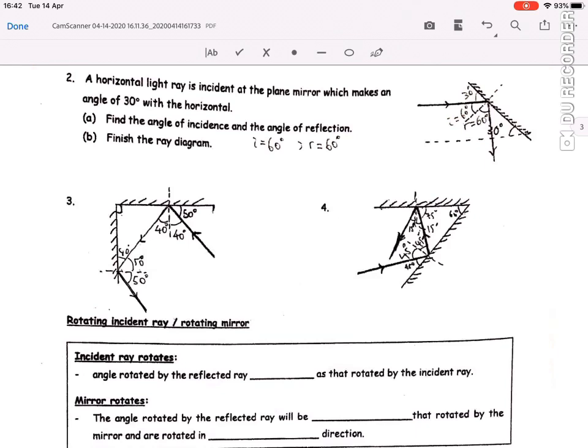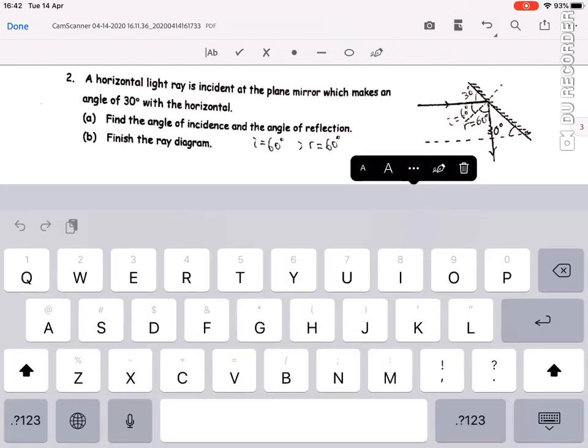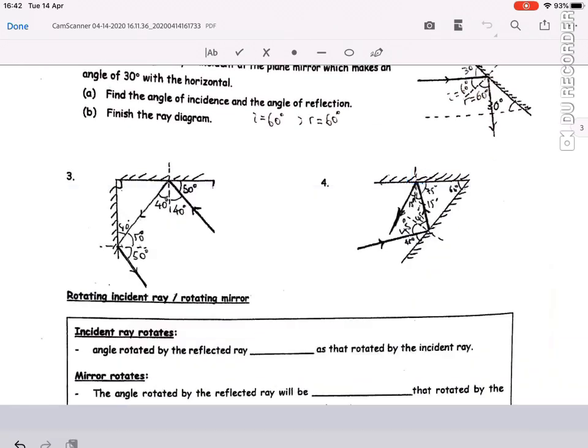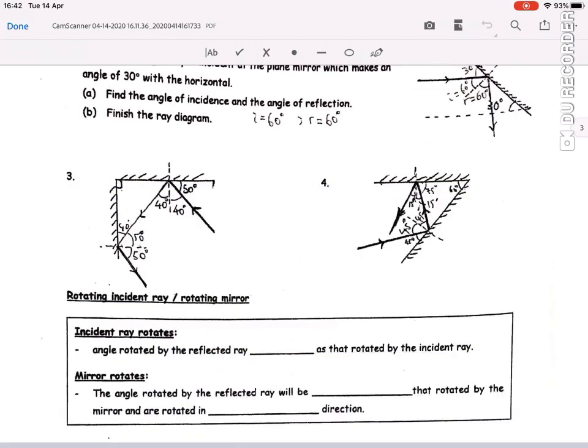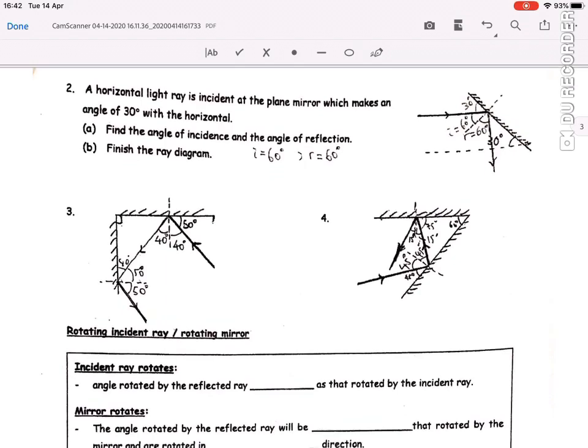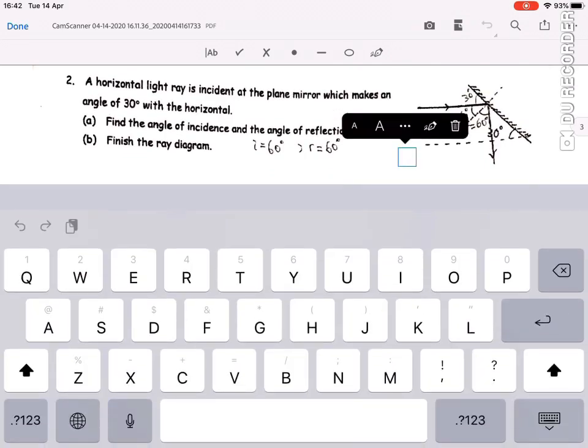Now, the first step, as I mentioned in the last example, is to draw in the normal, the dotted line. If you draw in the normal, you will see the dotted line first, and then you will be able to start to work your way around it. So after you get the 30 degrees, what is the one in between there? We need to look at the angle of incidence.